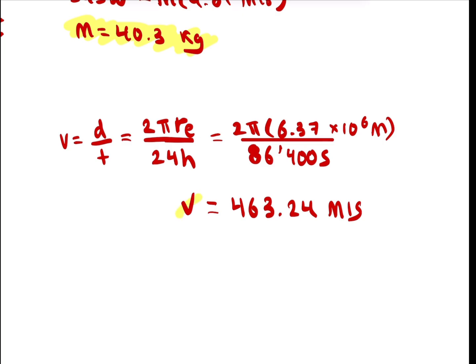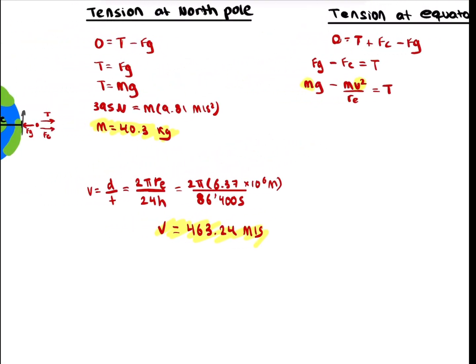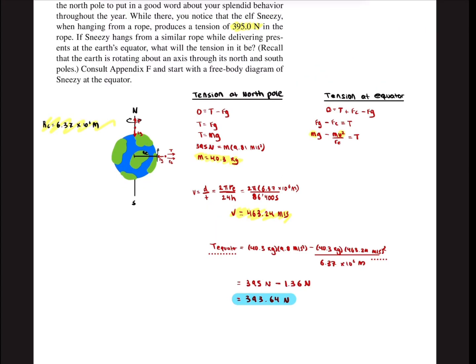So now we know everything we need to solve for tension at the equator. I'm going to take everything, plug it in, and I'll come back with the answer. So after plugging everything in and solving for tension, you should get 393.64 newtons.